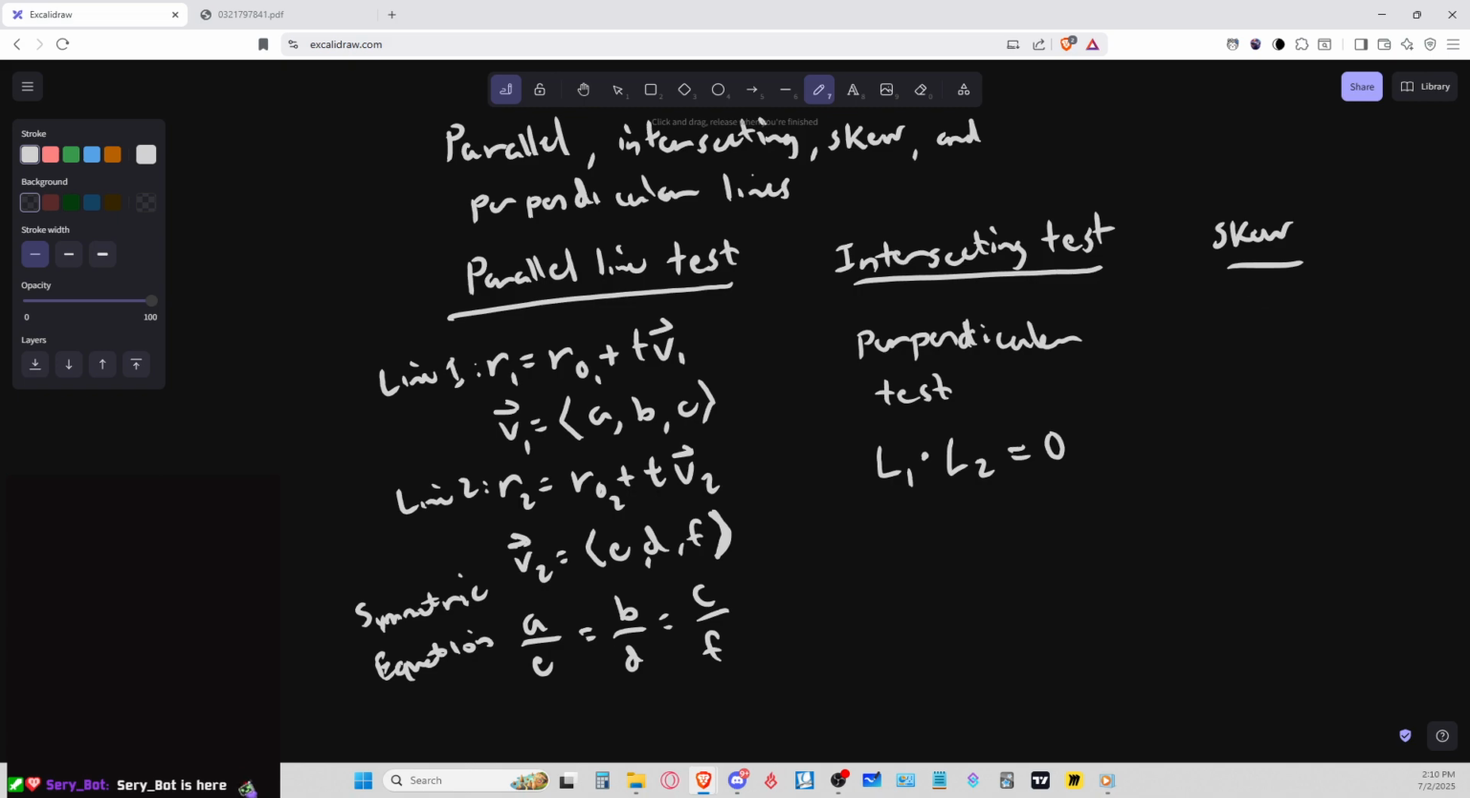So according to this, if the line is skewed, then it's not parallel and not intersecting. So now they give us an example.